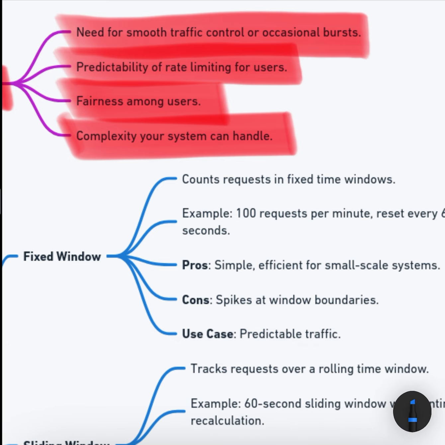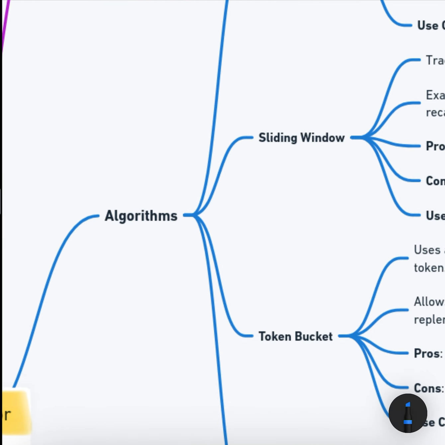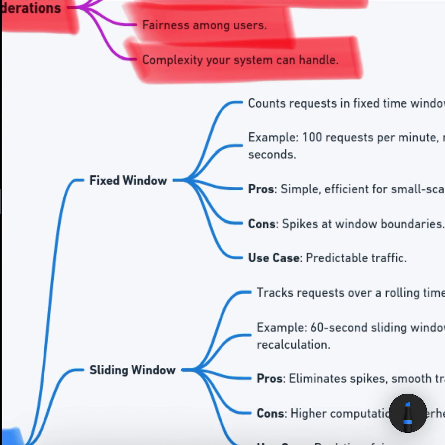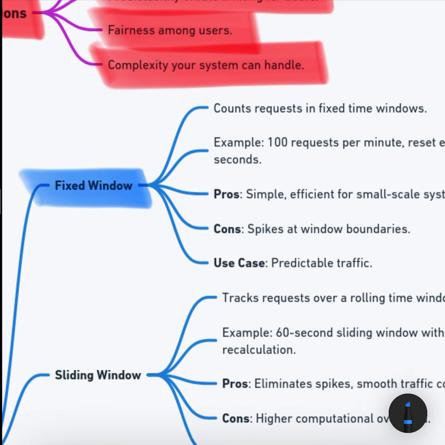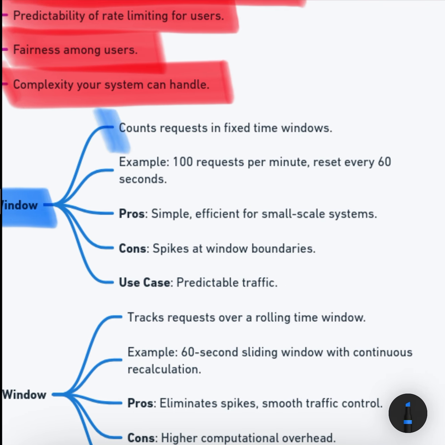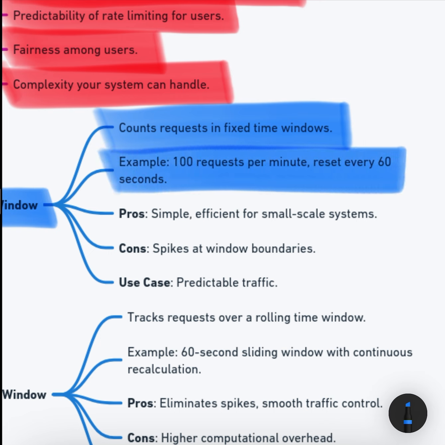2. Popular algorithms for rate limiting. A. Fixed window algorithm. How it works: requests are counted within fixed time windows, e.g., 1 minute. If the request count exceeds the limit during the window, further requests are rejected until the next window starts. Example: 100 requests per minute, reset every 60 seconds.